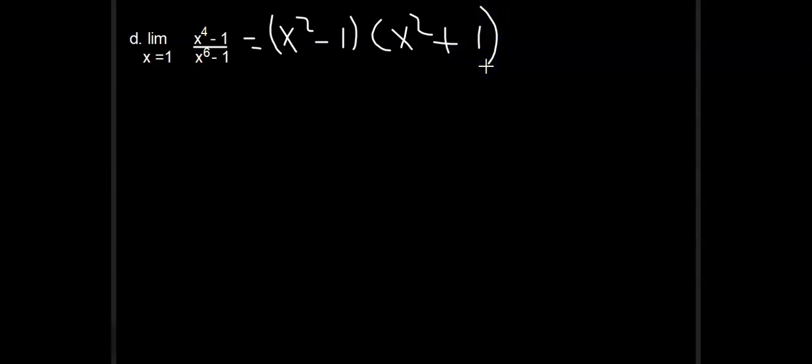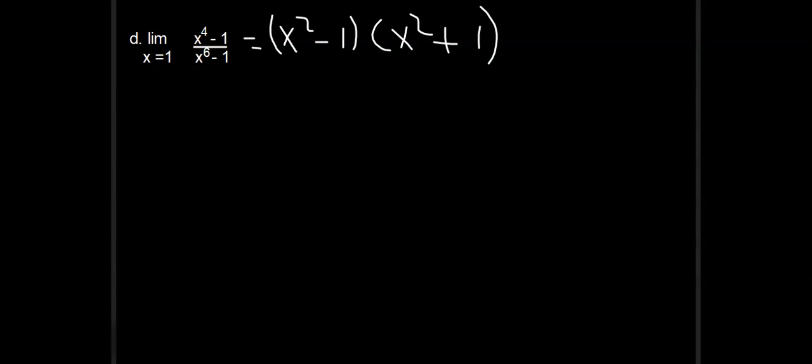When I simplify, I want to break it down. I break down the numerator, x^4 - 1, which is the same as (x^2 - 1) times (x^2 + 1). So x^2 times x^2, when you add the exponents, you get x^4. So this is the same.